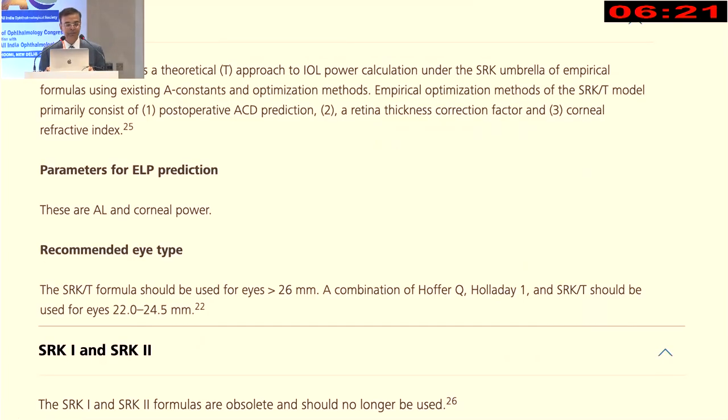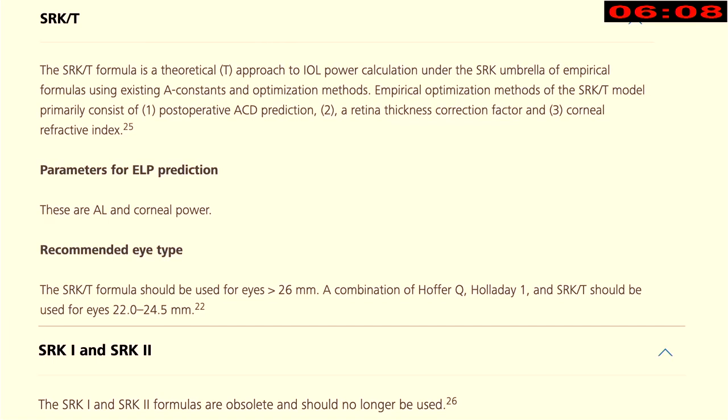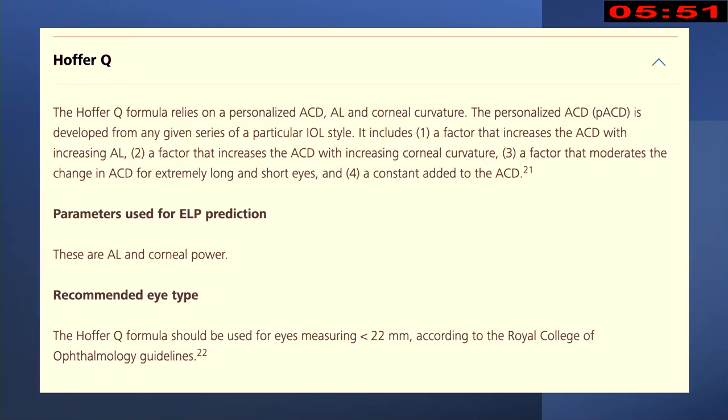If we look back at SRK/T, as I said, it still remains relevant sometimes when you're doing ultrasonic biometry, when optical biometry is not possible. It tends to still give us a great result, and it predicts the ELP using the axial length and the corneal power. It should be used even today for eyes longer than 26 mm. For regular eyes between 22 and 24 millimeters, you can use the Hoffer Q, the Holladay 1 and SRK/T as well. SRK 1 and 2 are now obsolete and should no longer be used.